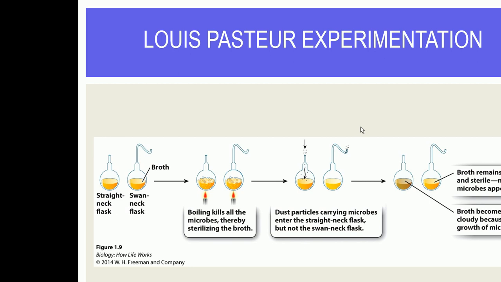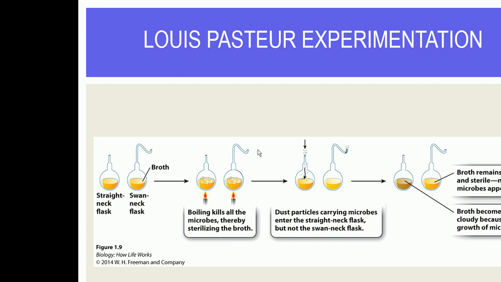For that, he took a flask which is straight necked, and a second flask which was S-shaped. In the S-shaped flask there is a kind of trap, like a cotton trap, and the organisms which are in the air get trapped here. So basically he took two flasks, one straight necked and another S-shaped with a trap, and he made the broth sterile.